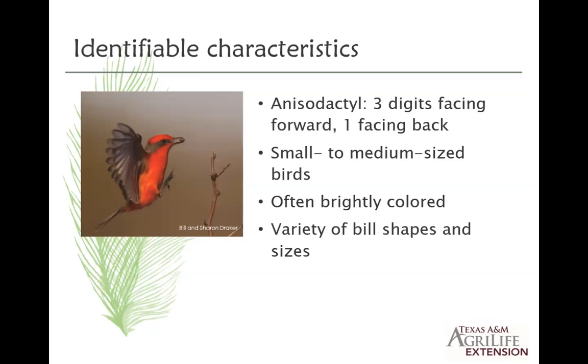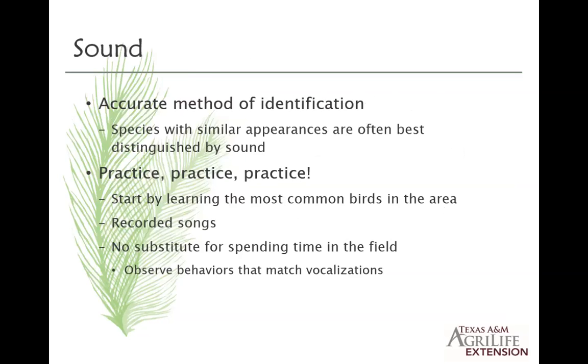Identifiable characteristics. What sets these types of birds apart is that they're anisodactyl, which means they have 3 digits facing forward and 1 facing back. And so this allows them to roost in trees, which is really important for these types of birds. They're going to be smaller to medium-sized birds. They're often very brightly colored, and they have a variety of bill shapes and sizes.